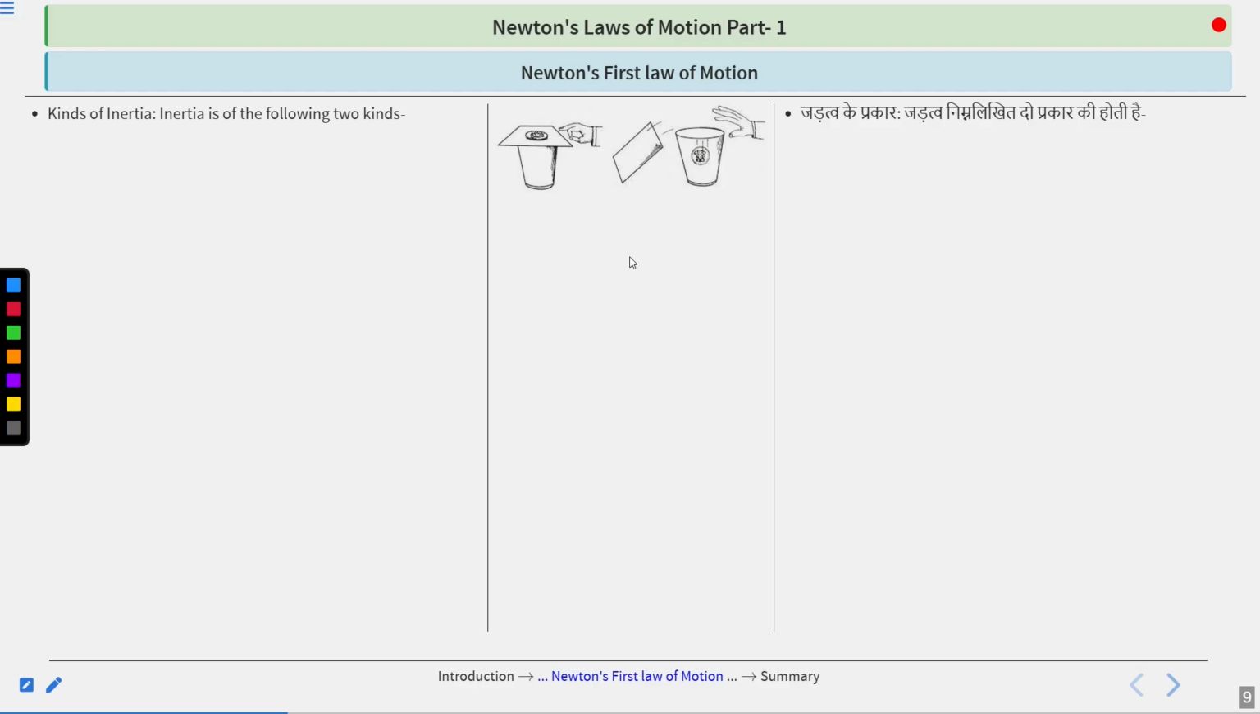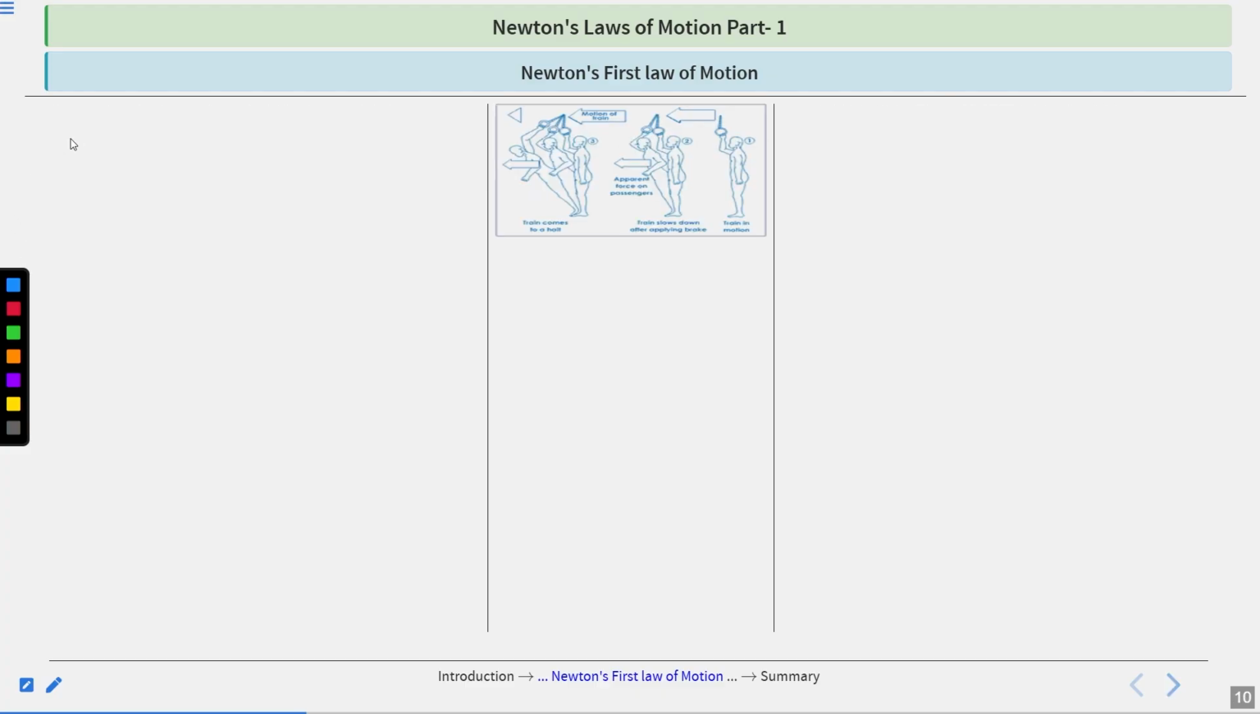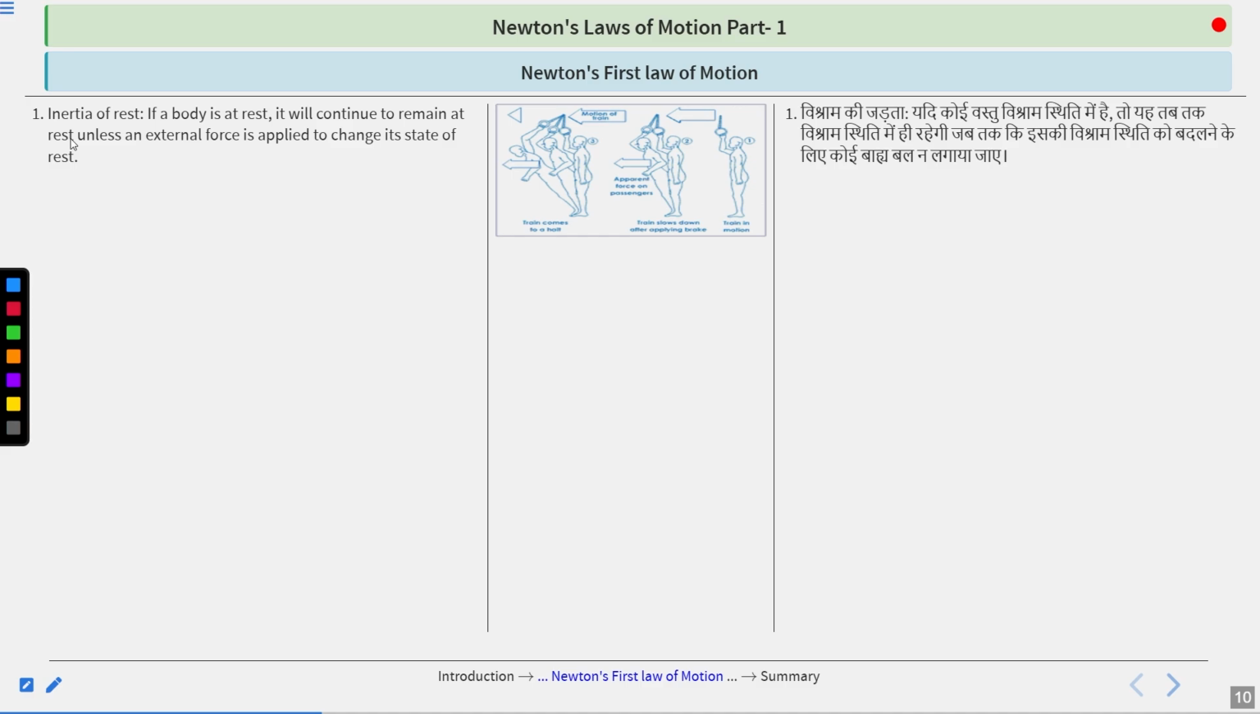If we talk about kinds of inertia, inertia is of the following two kinds: inertia of rest, the first kind, and inertia of motion, the second kind. Inertia of rest: if a body is at rest, it will continue to remain at rest unless an external force is applied to change its state of rest.